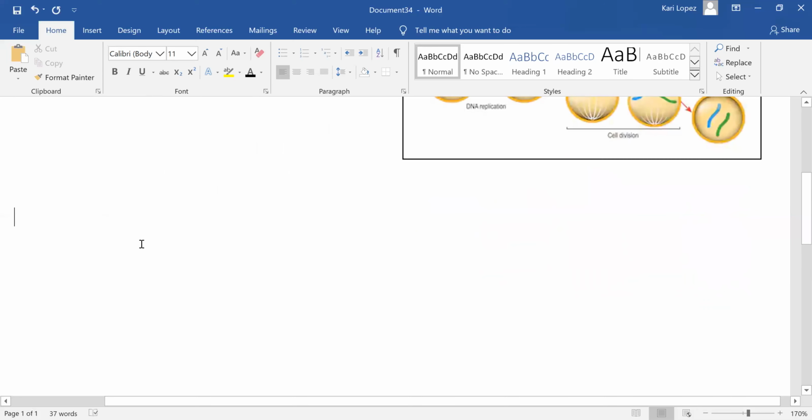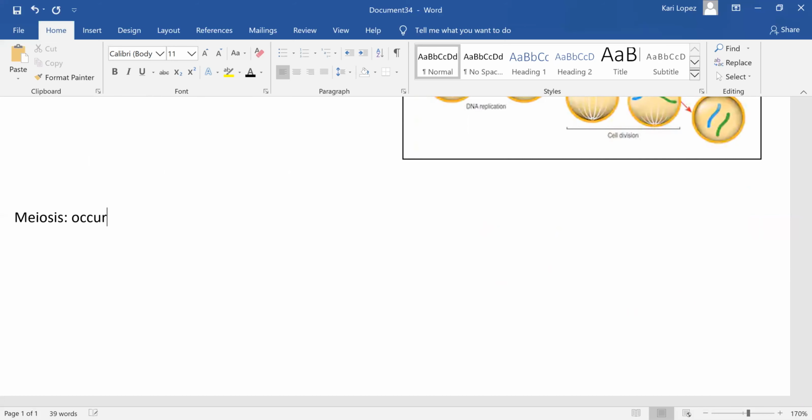And now for meiosis, this occurs during gamete formation. We know what that word means. Everyone's good with gamete? Mm-hmm. Yeah, because that's eggs and the sperm. Yeah, all your sex cells.